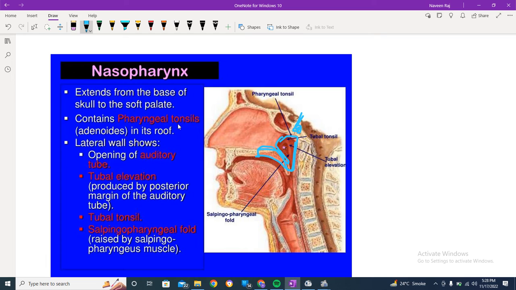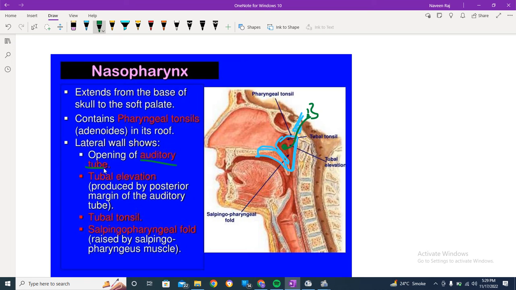The lateral wall shows the auditory tube. Now, what is happening over there is an important point to be noticed. Here you have your ears, right? The tube from the ear gets connected to it. That is the auditory tube, that means a hearing tube, right? And the tubal elevation. We're looking into physiology as well, so you do not need to panic at any moment. Things will get clear time by time.